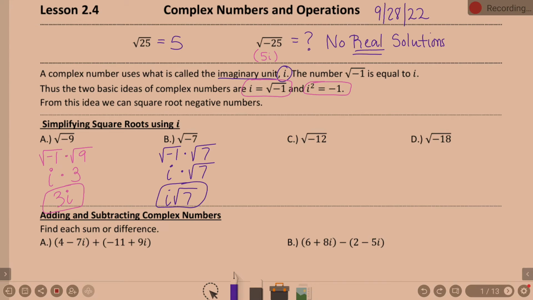Okay, C. I'm going to make your Algebra 1 brains work on this one. Square root of negative 12. Well, what did we definitely see? We definitely see negative 1, yes? What about 12? Can we take the square root of 12? Not and get a whole number. However, if you leave it as just the square root of 12, I'm not going to be happy either.